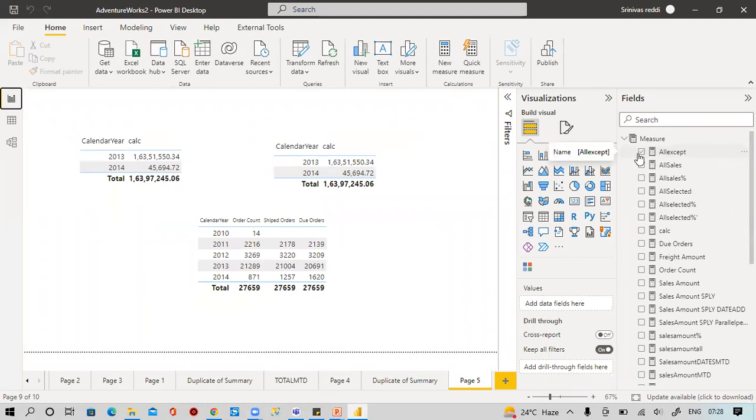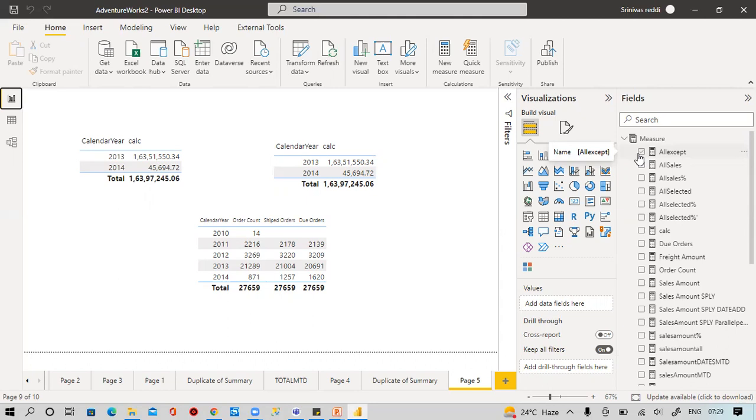What about the semi-additive measures? If a measure is not summed up across all the dimensions, which means it is summed up with only a few dimensions, then we can say it is the semi-additive measure. Like normally minimum, maximum, some types of measures.